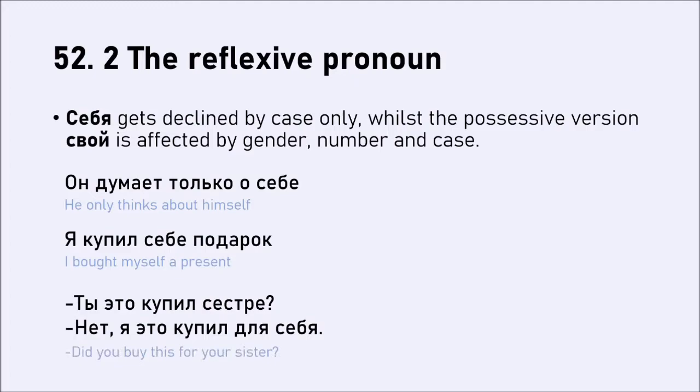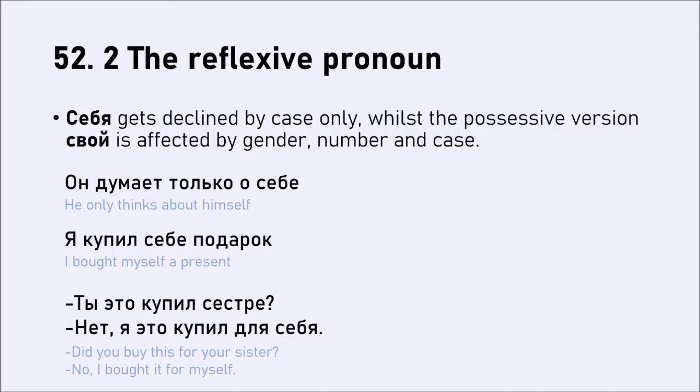Did you buy this for your sister? No, I bought it for myself. Я, subject, did it for myself. The subject did it for themselves. Для себя. Okay? That is probably it in terms of себя.